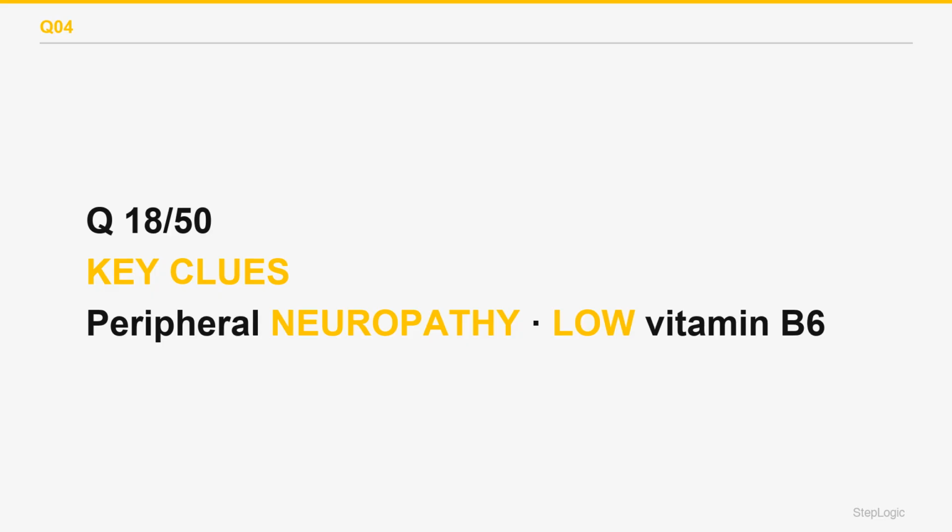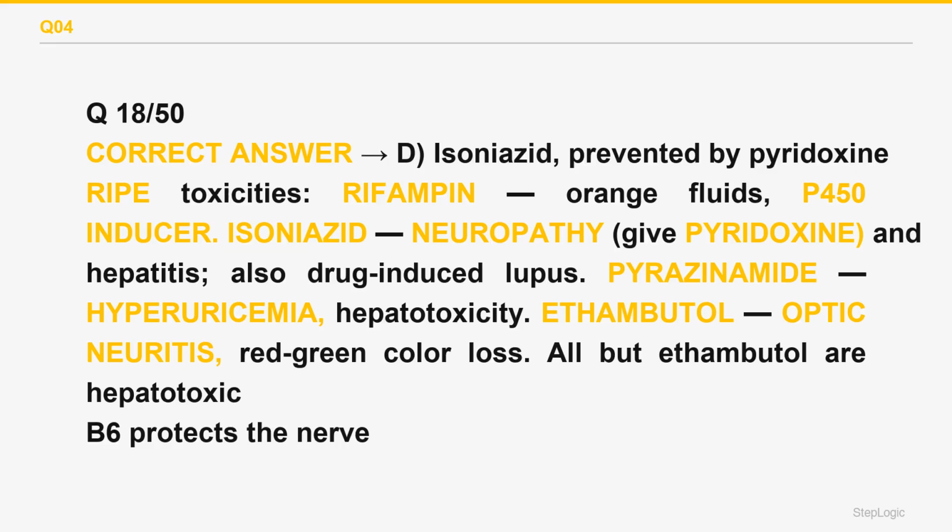Each of the other first-line drugs has a distinct signature. Rifampin causes orange body fluids and induces cytochrome P450. Ethambutol causes optic neuritis with red-green color blindness. Pyrazinamide causes hyperuricemia. The correct answer is D.